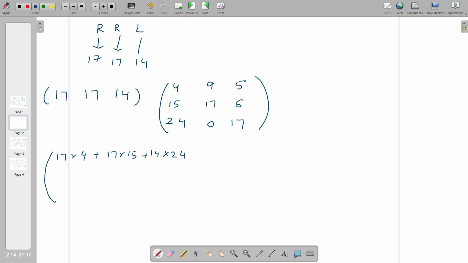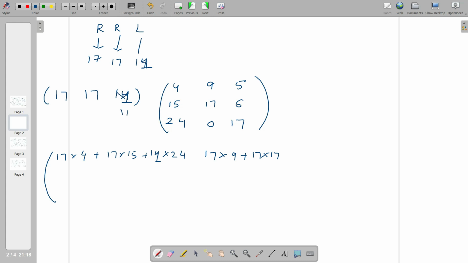The second one is going to be 17 into 9 plus 17 into 17 plus 14 into 0. I'm not writing it because it is 0. So next one is, let me check for L. L is 11, not 14. Sorry, L is 11. So wherever I write 14, it comes out as 11. So 11 into 0.